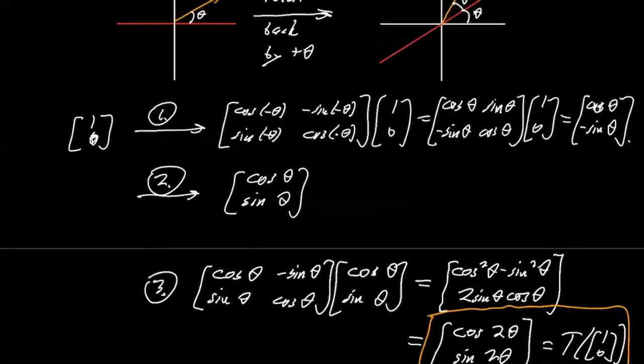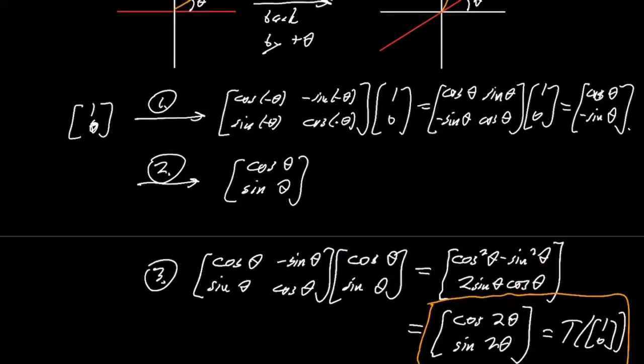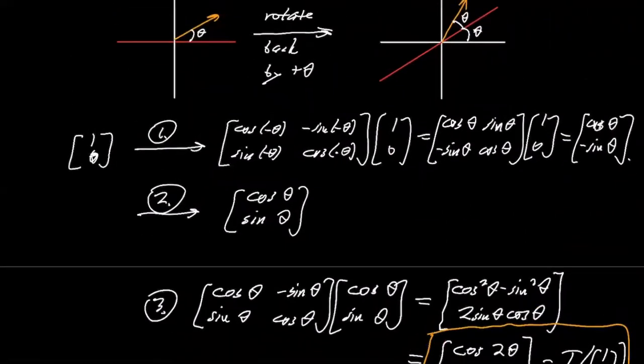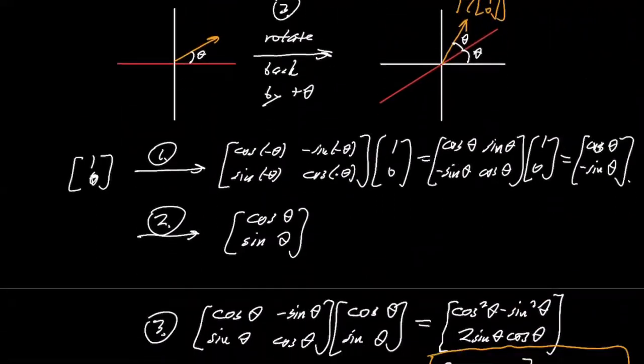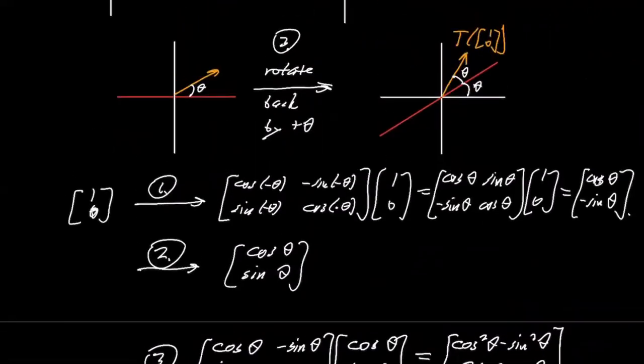By the way, this is not surprising if you go back up to maybe this picture right here. I wish I could keep both on the screen at the same time, but look where this ended up. This ended up at exactly 2 theta. It's basically just the same as rotating the 1, 0 vector by 2 theta. You start with the 1, 0 vector, rotate it by 2 theta, and you end up there.